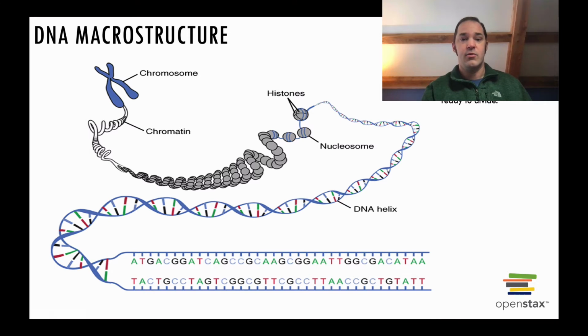And when a cell is getting ready to divide, this structure condenses. It packs tighter and tighter into these supercoils. And that's when we get visible chromosomes during mitosis. During the rest of interphase, these chromosomes are less visible. The DNA is not condensed, and it's harder to see in the cell nucleus.